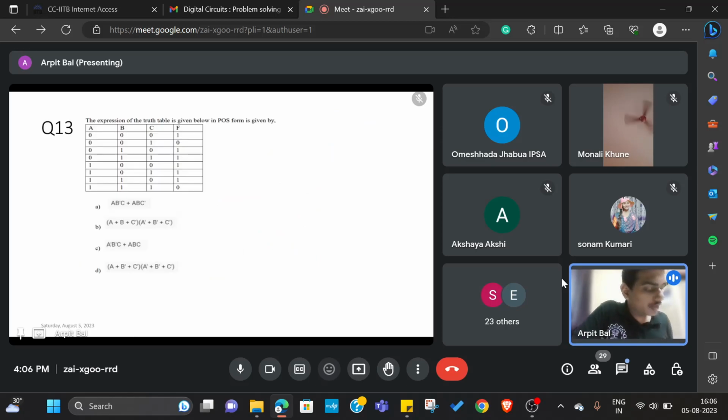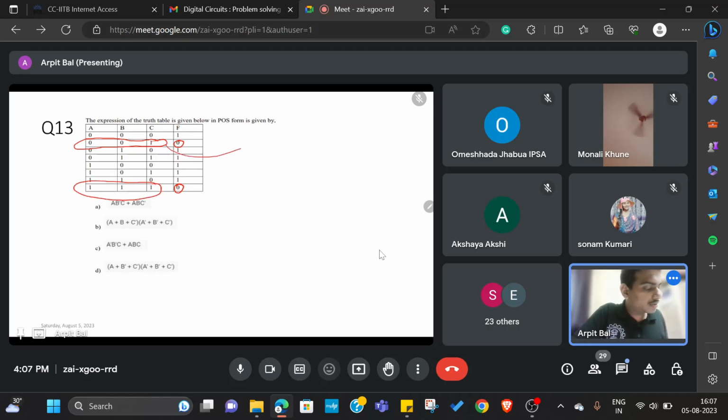Okay, so moving on to the next question. In the next question we are given a truth table, and we need to find the product of sum form for this particular question. So for finding the product of sum, again the same thing, you need to consider the places where the function is 0. For these particular values the function is 0.